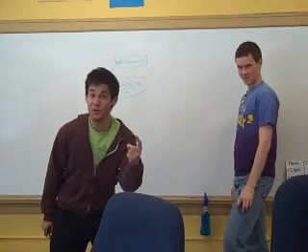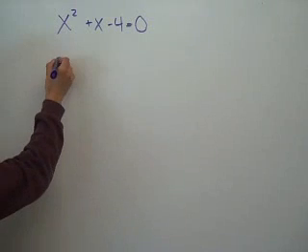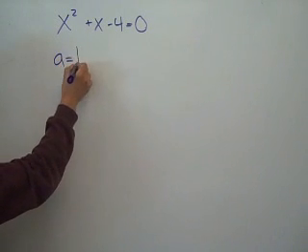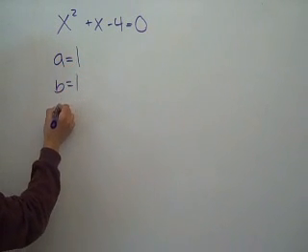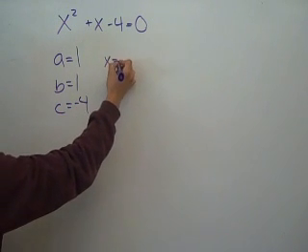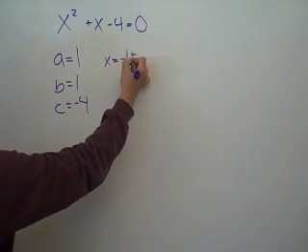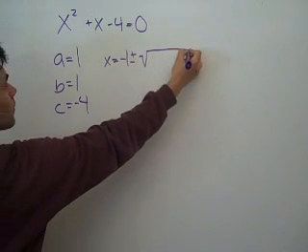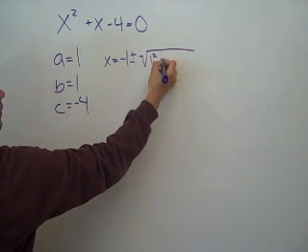Let's try one with actual numbers now. First, let's define our variables. a is equal to 1, b is equal to 1, and c is equal to negative 4. Substituting these values into the quadratic formula gives us the following.